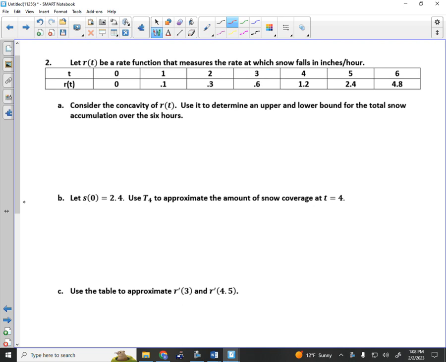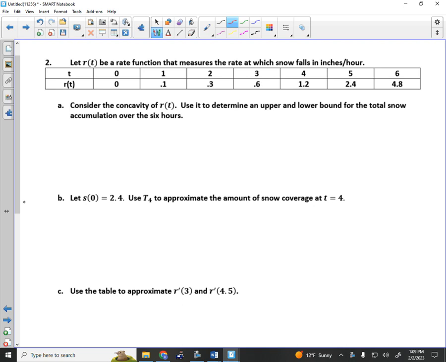And what it asks you to do is consider the concavity of this function and determine an upper and lower bound for the total amount of snow accumulation over the course of 6 hours. So let's look at this right now, and it says that you have a certain time and you have R. This is the rate at which snow is falling. Okay? So at time 0, there's no snow falling. And at time 3, there's 0.6 inches of snow falling per hour.